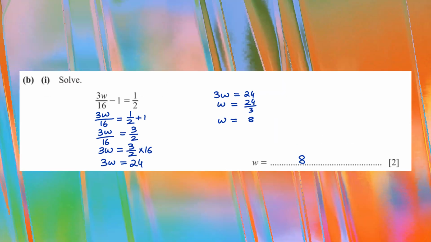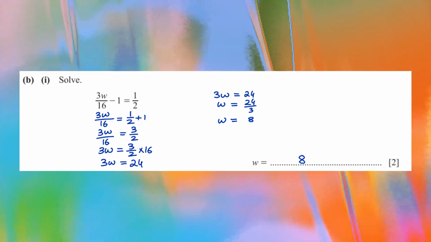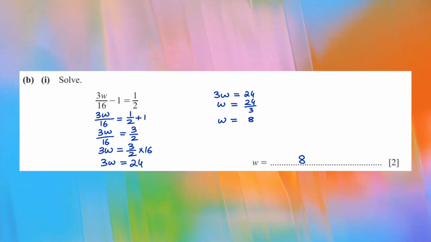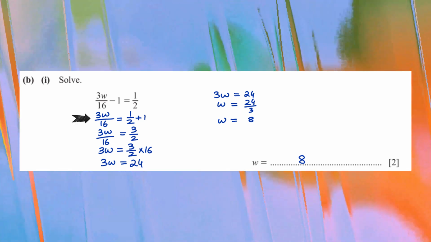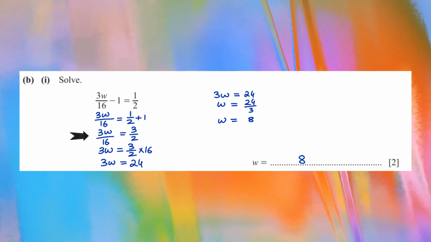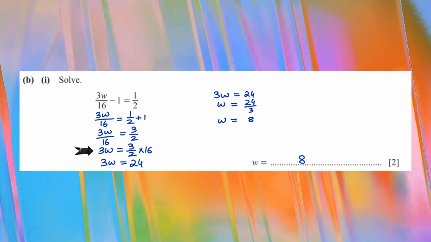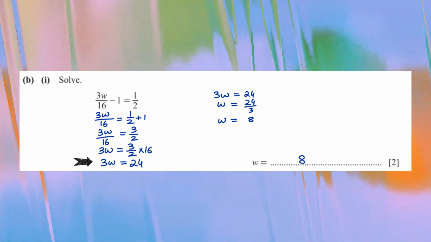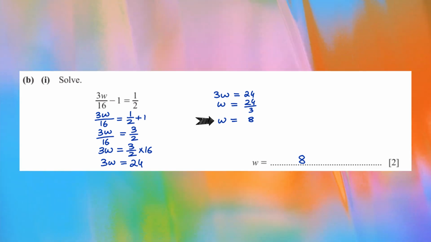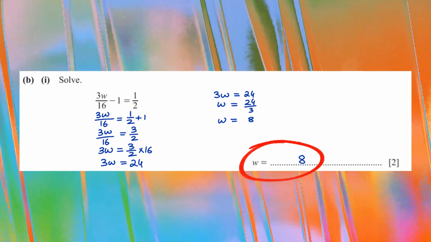Now to solve for part 1 of part B. It says to solve the equation 3w over 16 minus 1 equals 1 over 2. Basically, we have to solve the equation for w. To do this, start by adding 1 to both sides. This gives us 3w over 16 equals 3 over 2. Then multiply both sides by 16. This gives us 3w equals 24. Now divide both sides by 3. This gives us the value of w as 8. So, w equals 8 is the answer.